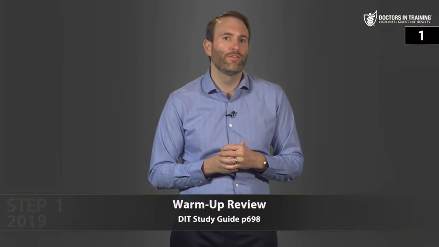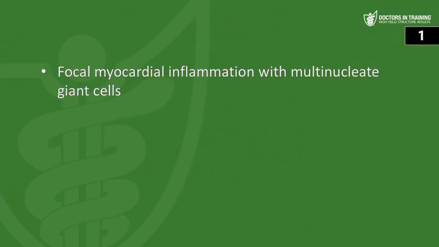It's time for another warm-up review. Let's get going. What condition is associated with each of the following findings? So first we have focal myocardial inflammation with multinucleate giant cells. So these are the Aschoff bodies of rheumatic fever.